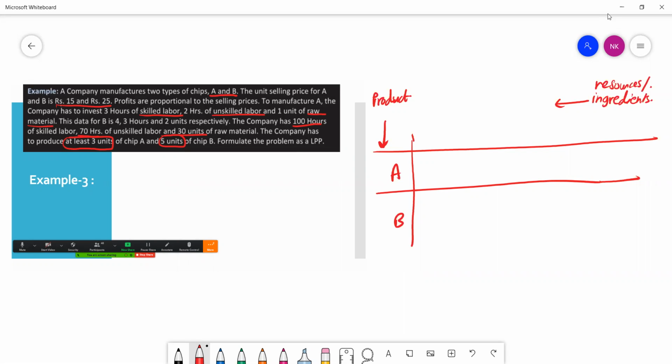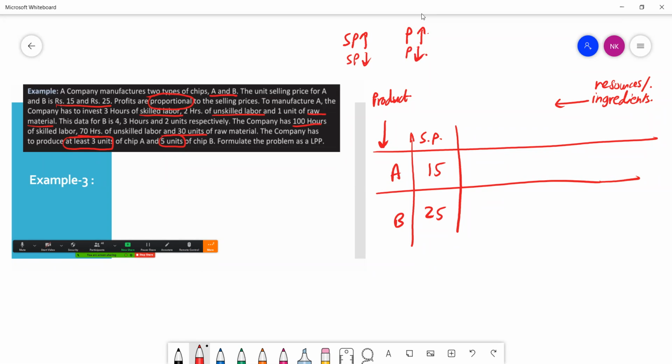So they are the resources. It says that the unit selling price for A and B is rupees 15 and 25. The profits are proportional to the selling price. So for A the selling price is 15, for B it's 25. That means if you increase the selling price, our profit will also increase. If we decrease the selling price, our profit also decreases. They are proportional things.